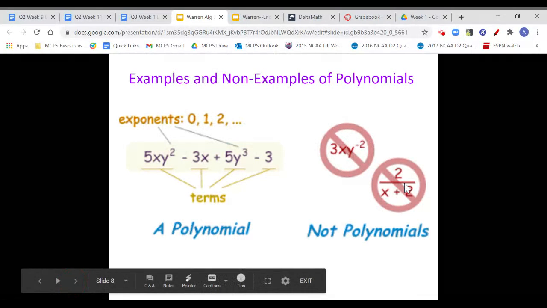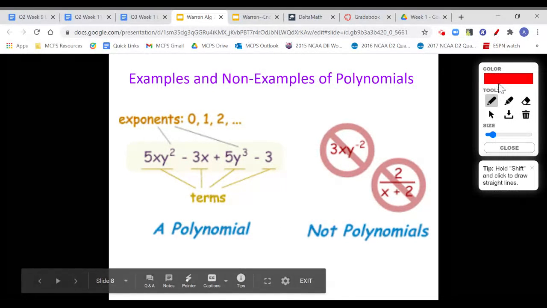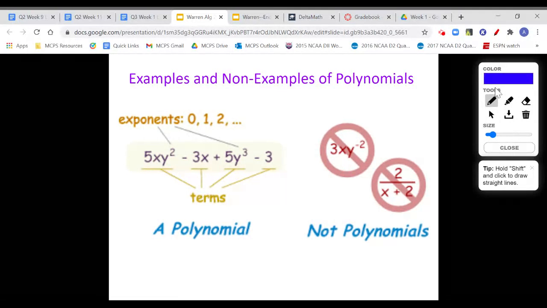And now we're going to look at some examples of things that aren't polynomials. We have another example here that is a polynomial, but you can look at the examples that are not polynomials, and I would just like to point out why they are not polynomials. Here we have 3xy to the negative 2. We talked about how you need whole number exponents, and negative exponents are not whole numbers. So since there is a negative exponent in this expression, that would not count as a polynomial.